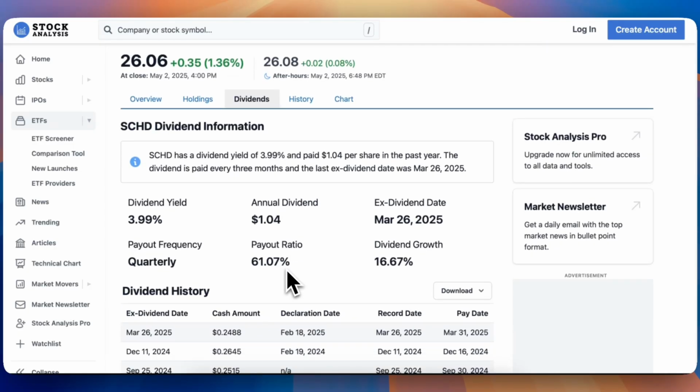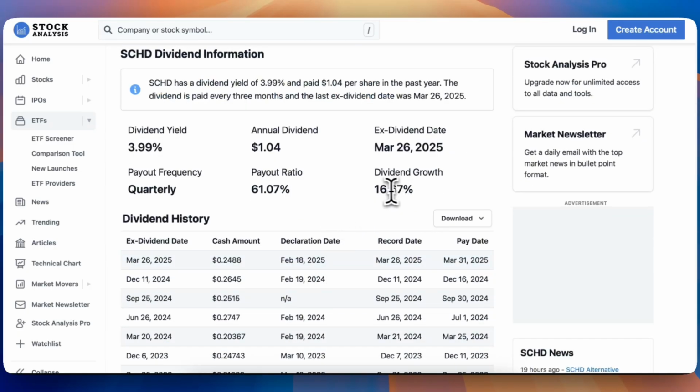And the best thing about SCHD is it's always growing its dividend. It has a dividend growth rate of about 16%. Currently, the dividend yield is under 4%, and it's paid out quarterly. You're not really receiving a huge amount of dividends, so a quarterly payout is just as fine because it's reliable, it's always growing, and that's really what you want to see in a dividend-focused ETF.